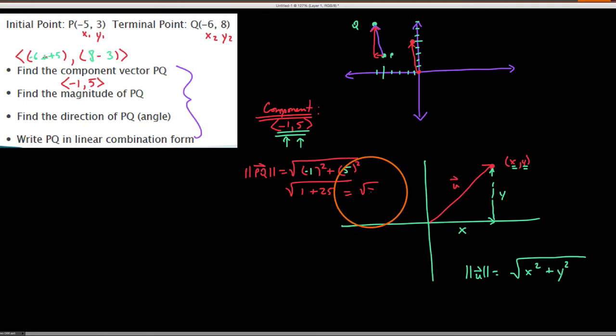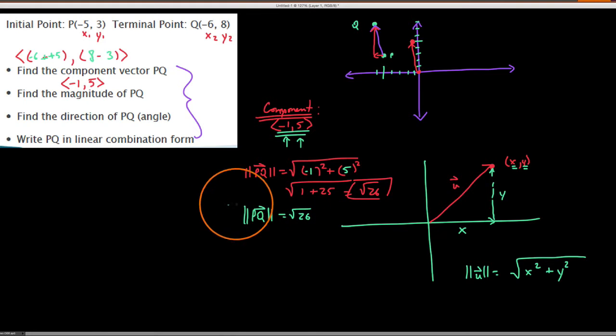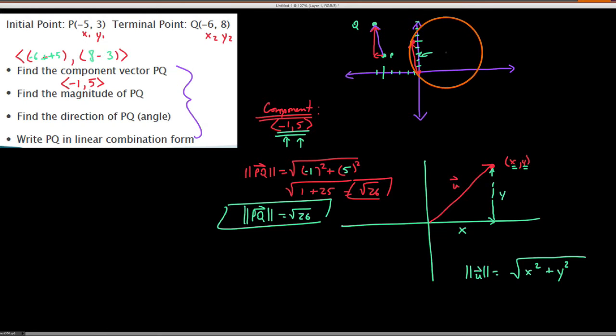So this would be root 26, which I do not think is something that we can simplify here. So in this particular instance, we get the magnitude of PQ. The magnitude of PQ, or its length, is equal to the square root of 26, which will be a little bit over 5. So that is how long this vector is right here. We could even label this magnitude PQ. It is root 26.